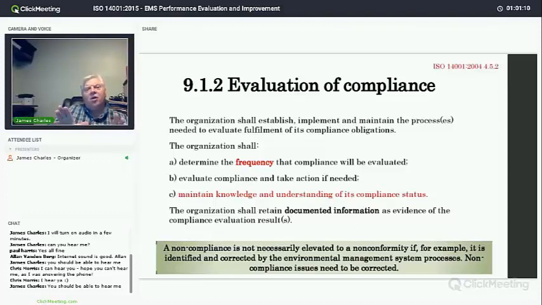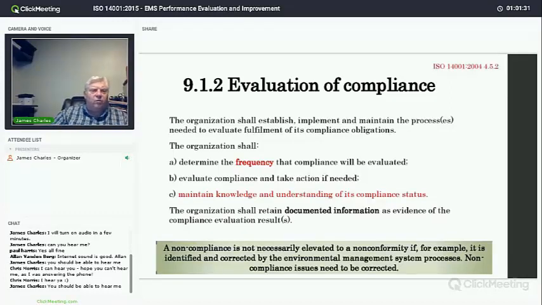So I think the first step is going to be to understand what those are for your site, define those within your evaluation process, and then just implement those. And we should see documented information as evidence of the compliance evaluations.